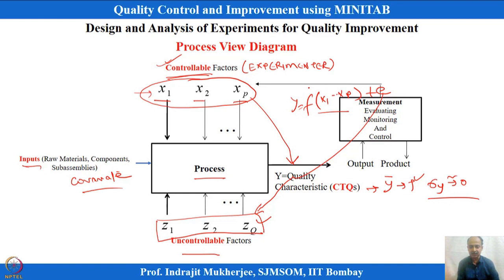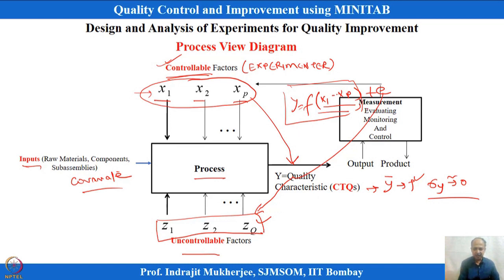Another objective is to develop the functional relationship so that we can optimize. Whenever I have a function, I can optimize, so I need a function. To get a function, I need to know which xp variables are controllable and significantly contribute to the variability in y. And there will be some error that can be because of noise variables which are not considered and which are difficult and uneconomical to control.